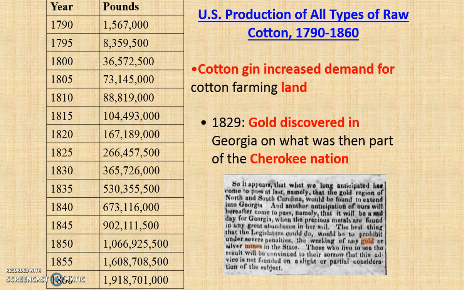Now, in order to increase cotton production, that also meant an increased demand for cotton farming land. And on top of that, in 1829, gold was discovered in Georgia on part of what was then the Cherokee Nation. And this is going to lead to a conflict between the state of Georgia and the Cherokees who are living on that land. So let's see what happens.